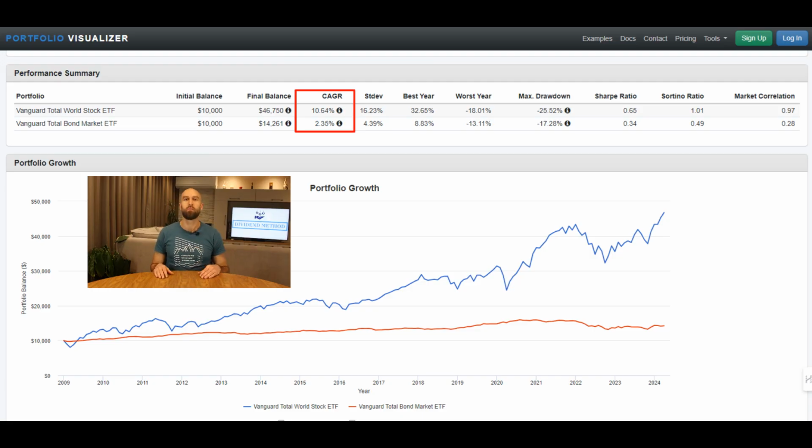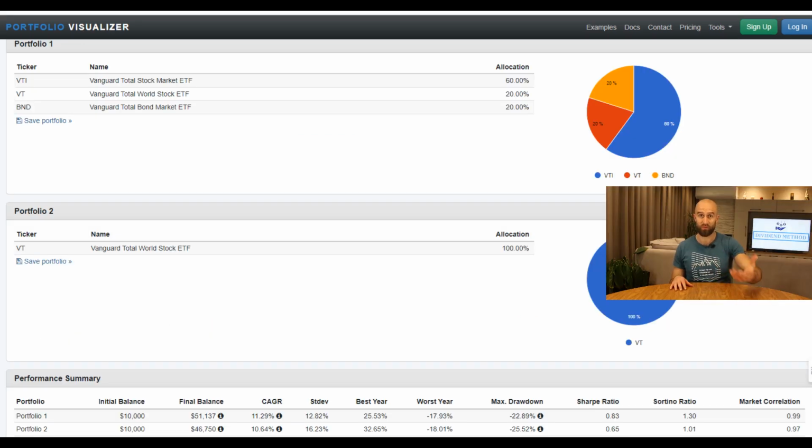Here is a comparison between the total world stock market ETF I talked about already and the total bond market one. The stock ETF destroys the bond ETF for the past 15 years with over 8% more compounded annual growth rate. Even if we now get the whole 3-fund portfolio and compare it to the 1-fund portfolio, it is still not worth it in my opinion.